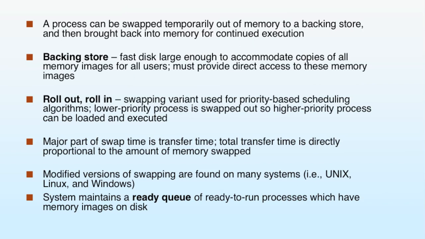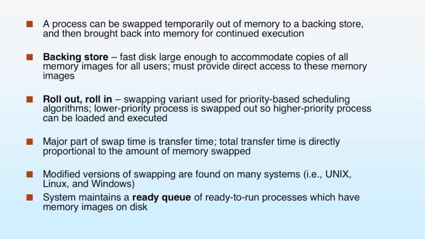So the backing store is the definition. It's a fast disk large enough to accommodate copies of the memory images for all users. It must provide direct access to these memory images. It's part of your hard drive space. That's what goes away when you install a new hard drive and you format it. Part of it's reserved for the backing store. So we have what's called a roll-in and a roll-out. The roll-in, roll-out is the concept of swapping.